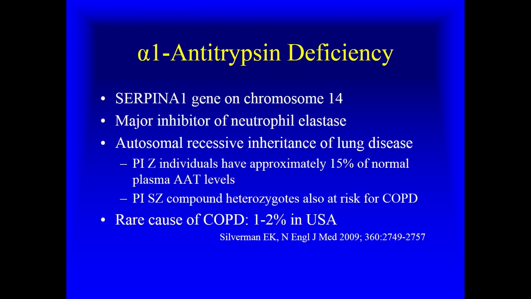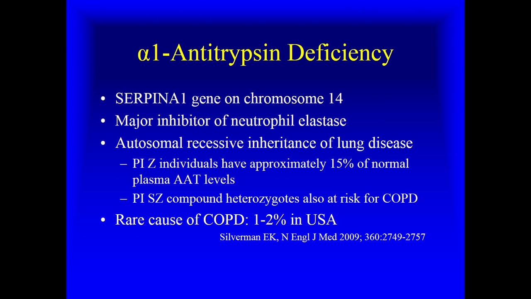Just a brief review of alpha-1 antitrypsin deficiency. It's caused by mutations in the SERPINA1 gene on the 14th human chromosome. As mentioned before, alpha-1 antitrypsin is the major inhibitor of neutrophil elastase in the body.